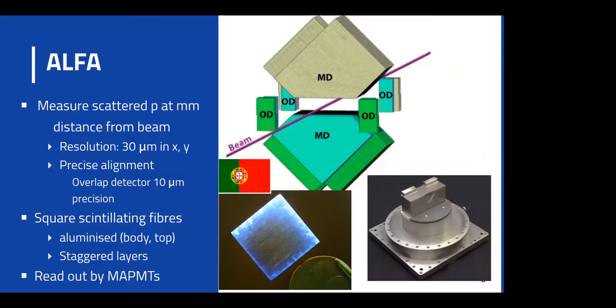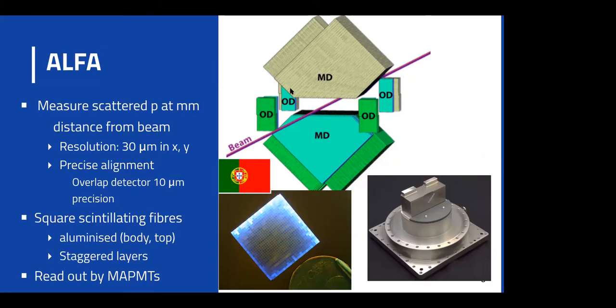So the ALFA detector can measure scattered protons at millimeter distance from the beam with resolutions in X and Y of the order of 30 microns. We have two detectors, an upper one and a lower one, and some overlapping detectors that allow relative alignment between the two stations.